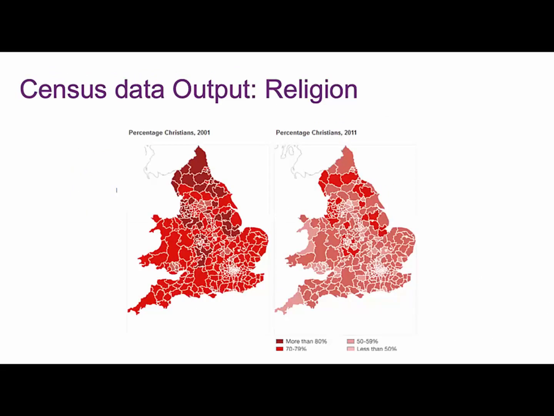So these maps show you how the number of people who define themselves as Christian has declined in England and Wales between 2001 and 2011. The darker red areas are where more than 80% of the people define themselves as Christian, and the lighter, where it goes to pink and white areas, are where less than 50% of people define themselves as Christian.